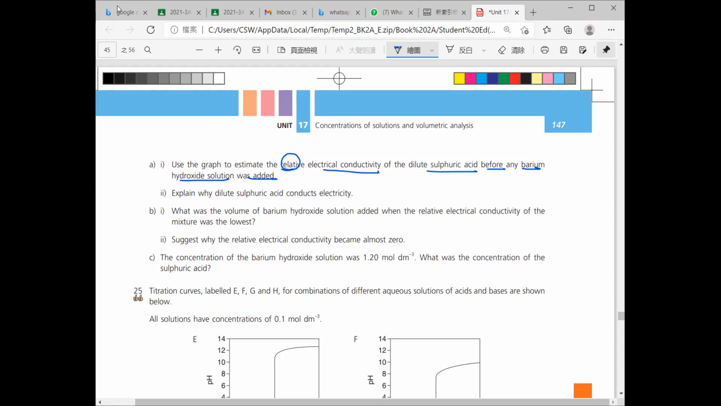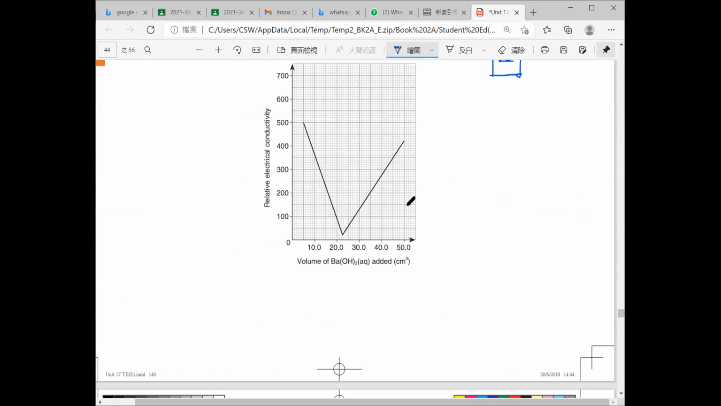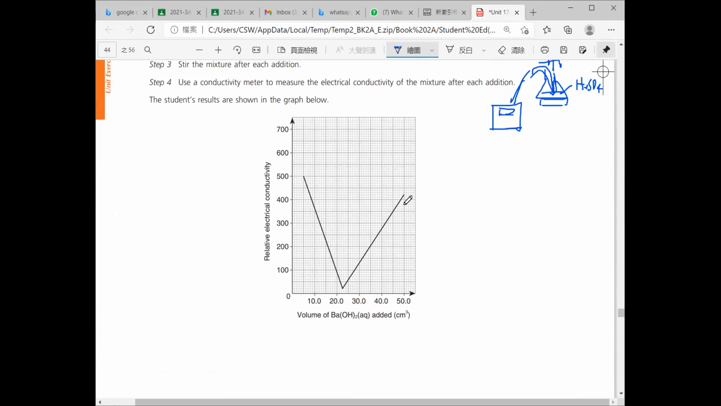Estimate. Can you see the word estimate? How to estimate? Now go back to here. Where will you see the relative electrical conductivity of sulfuric acid? Somebody will say that at the very beginning. So what does it mean by beginning? Well, no alkali is added, right? No alkali is added. Where? So it may be somewhere here or near 600, right? Near 600. But the way to solve it, you use one technique.